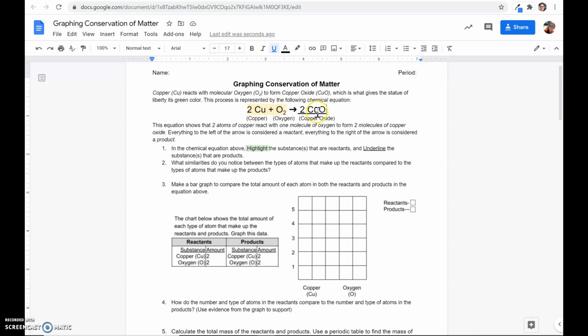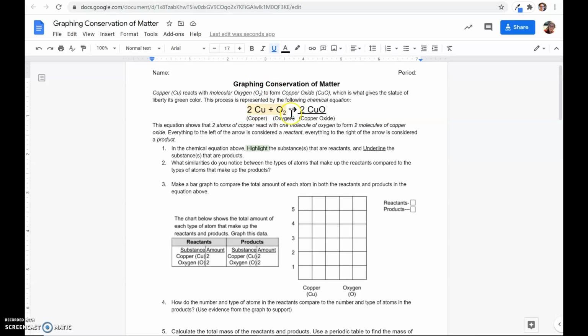Now that we know these are reactants and these are products, we can answer number two. What similarities do you notice between the types of atoms that make up the reactants compared to the types of atoms that make up the products? Looking at both sides of the equation, what do you notice about the types of atoms? Are they the same or different? Go write and answer there.